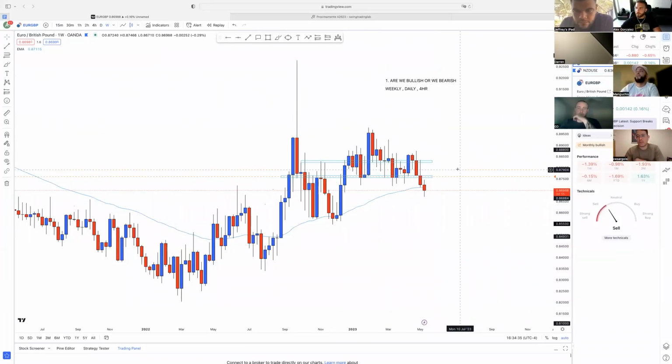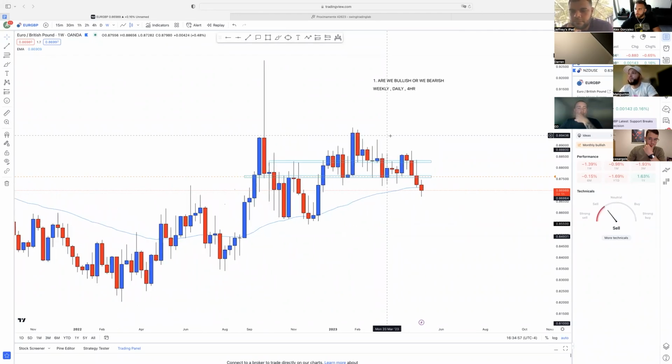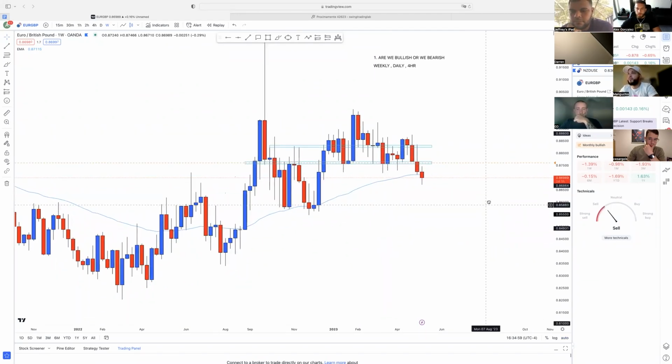Is this time frame bullish or bearish? Type 1 for bullish, type 2 for bearish. I feel like that would just be easier. 1 for bullish, 2 for bearish. Okay. I'd say about 90%. About 90%, 85%, right?